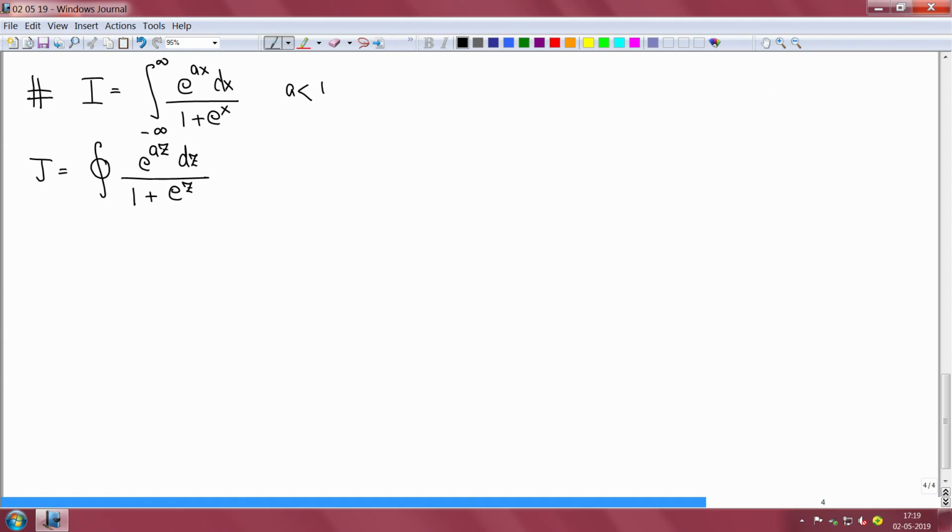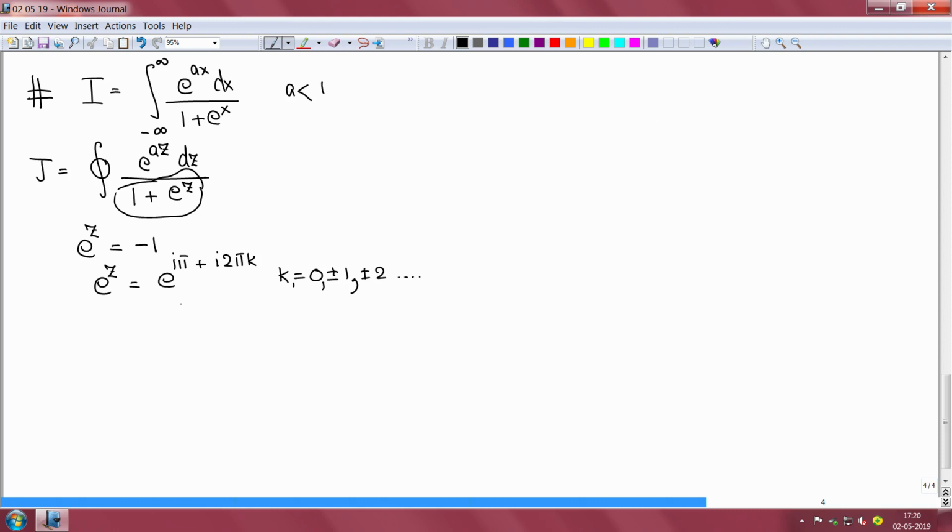Now, before proceeding any further, let's look at the roots of the denominator. What are the roots of the denominator? I have e to the power z is equal to minus 1, which means I have e to the power z is equal to e to the power i pi plus i twice pi k, and k can go from 0, plus minus 1, plus minus 2, etc.